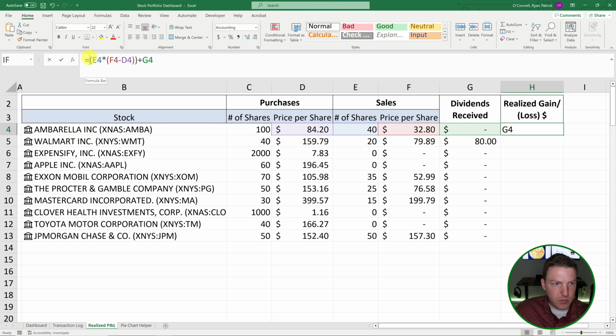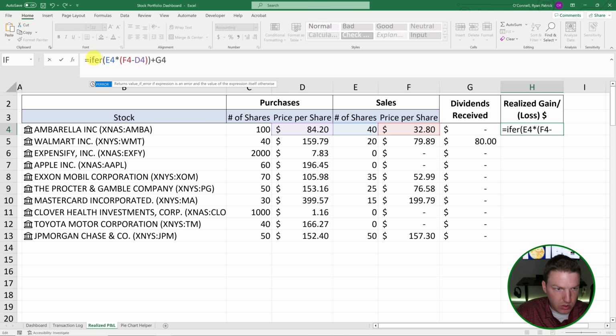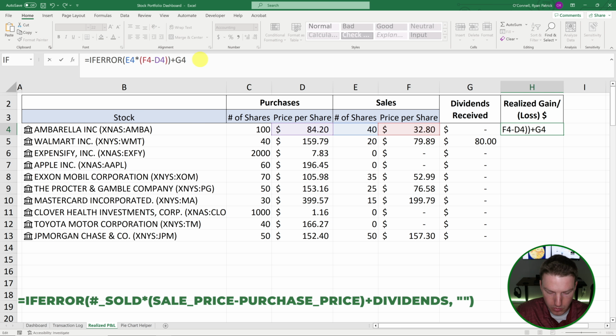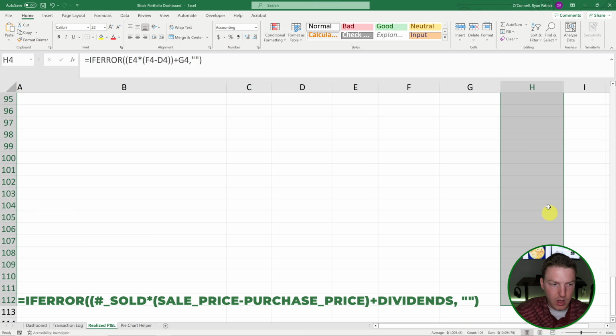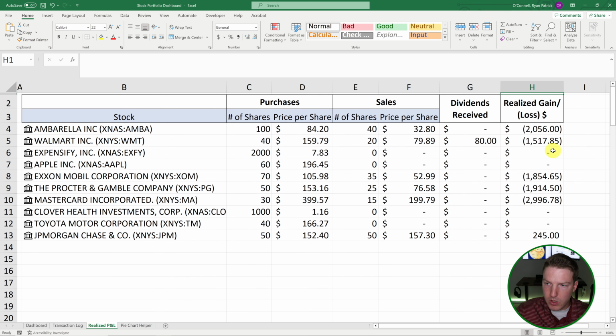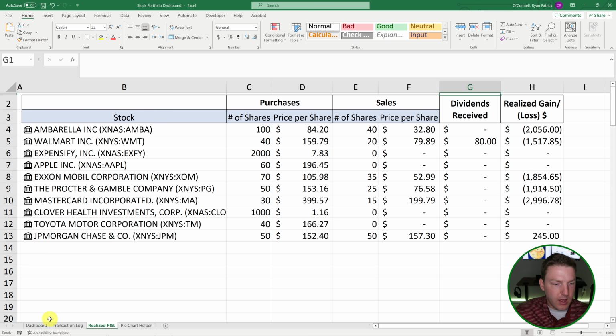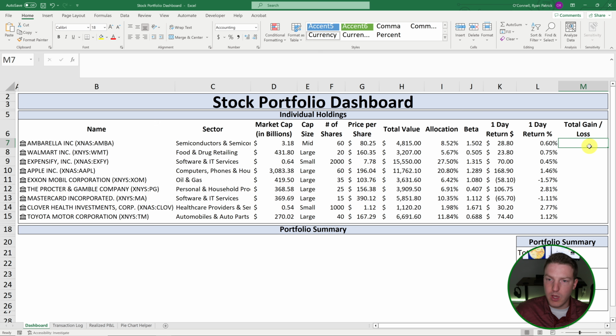And then I just want to make it dynamic like the other ones so that we can drag it down. So let's wrap it in one more IFERROR function, do the empty double quotes, hit enter. I entered too few arguments. Oh, one more parenthesis there, hit enter, and then I will just drag it down like I did with the other formulas.